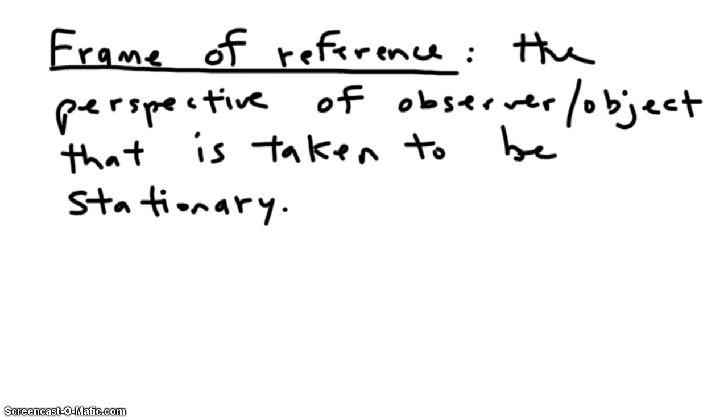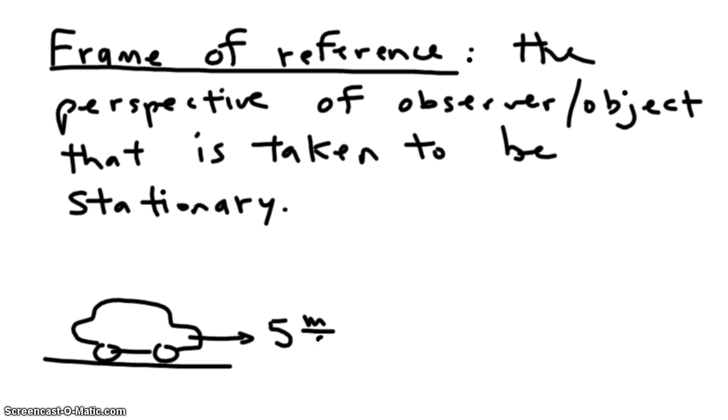This may seem like a strange concept, frames of reference. I mean, after all, if I tell you a car is moving at 5 meters per second, I just say how fast it's going. I don't talk about a perspective. I don't talk about an observer. I'm not telling you something is stationary. I'm just saying the car's going at 5 meters per second. Well, here's the thing.